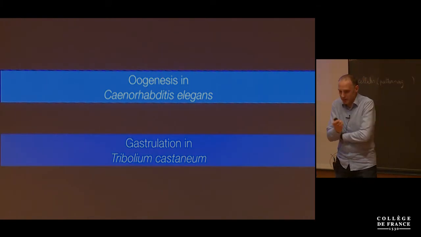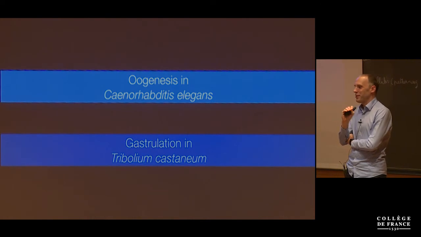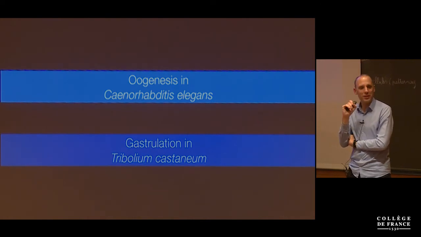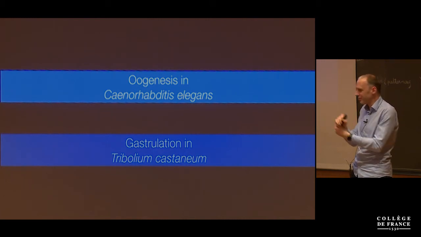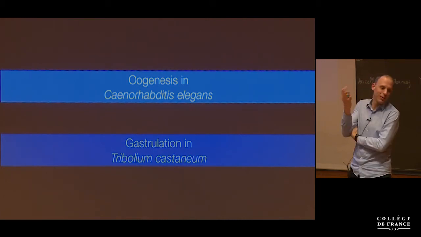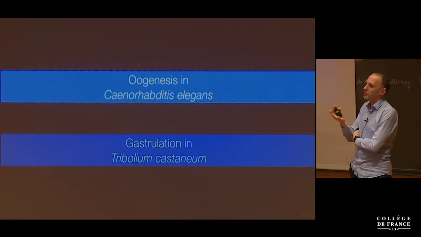All right, so this is about oogenesis. This is about how to make an oocyte. So all of you know that an oocyte is the egg that needs to be fertilized by the sperm to build a zygote, which develops into an embryo and into a full-blown organism. How do the oocytes develop?